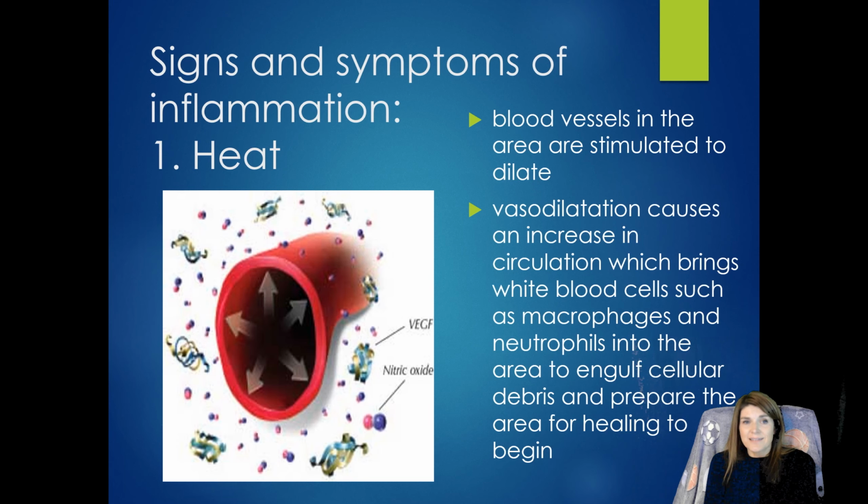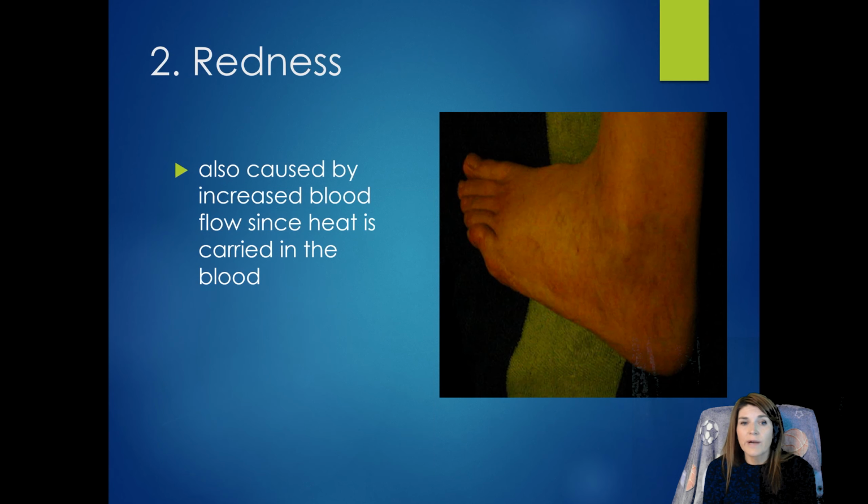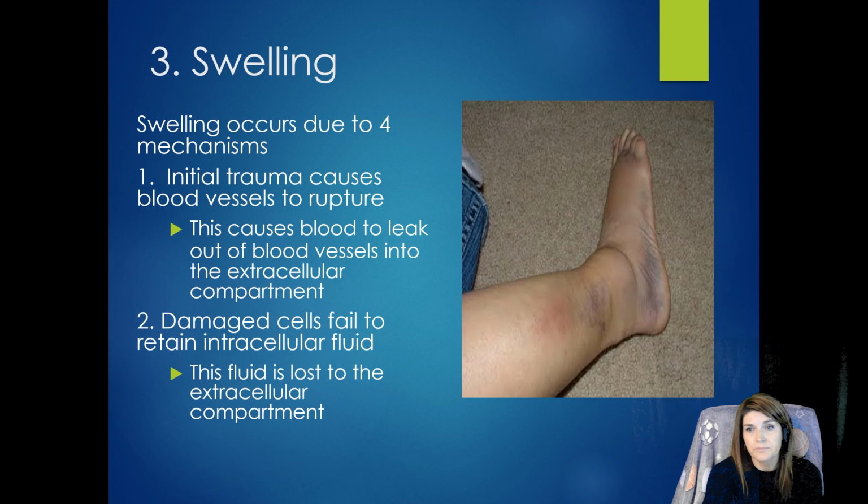So the signs and symptoms that follow: it's going to be warm. The reason why is we've increased our blood flow to the area. Our blood vessels have vasodilated, which means they've gotten bigger, so we can get more blood flow there. That will result in heat, so the area will be warm. Redness will also occur, just because it's associated with the increased blood flow.